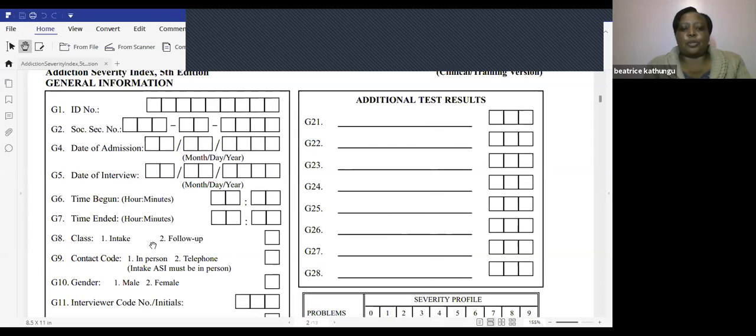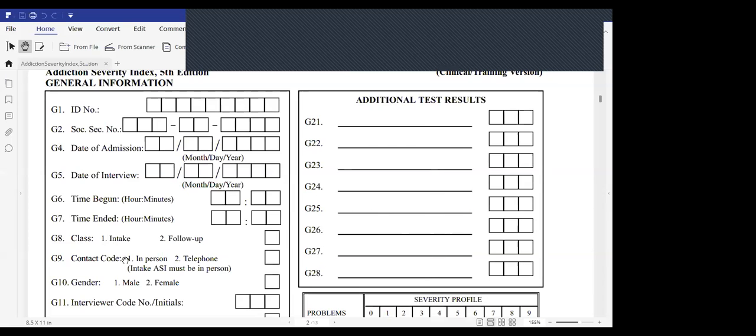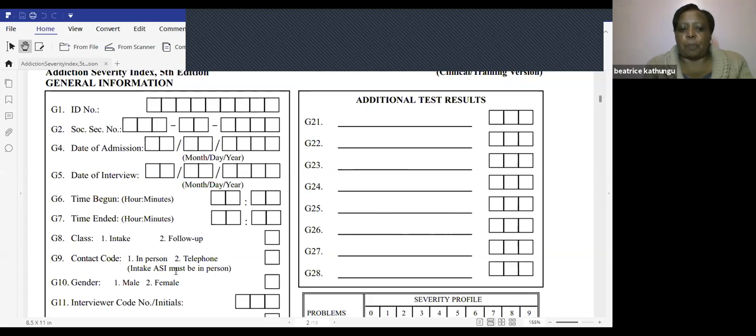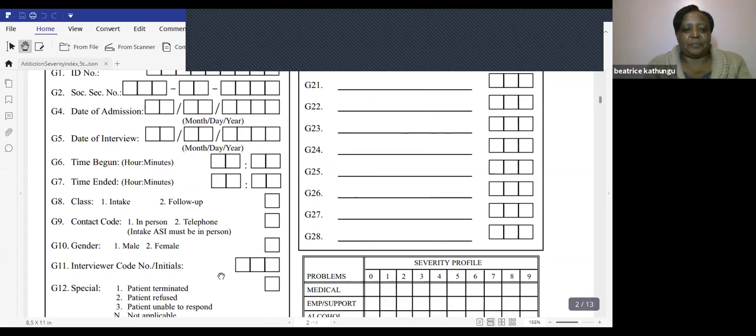Now, let us assume this is an intake interview. So we are going to put it as 1. So under G8, let us all score 1. Are we together? Yes. Now, the next G9, we are interviewing George in person. So we are going to code 1. Any questions so far? Please feel free to stop me. Now, here I'm going to ask George, G10, because G10 is about gender.